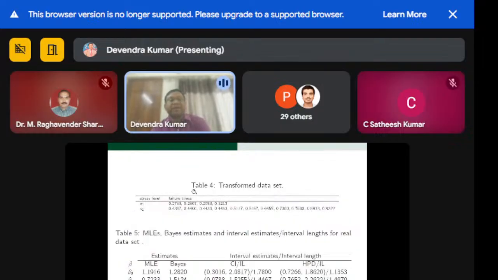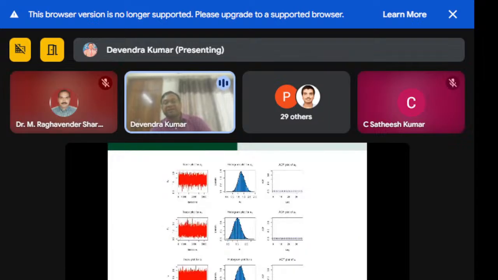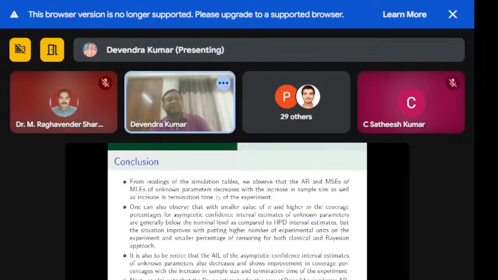So this is the transformed data, the step levels x1, x2, and the failure times, in Table 5. In Table 5, the MLE and Bayesian estimates, interval estimates, and interval lengths for the real data set are given. This is the estimate of alpha, the MLEs and Bayes estimate. This is the confidence interval and average interval length, the HPD credible interval and interval length. This is the MCMC plot for the real data set.